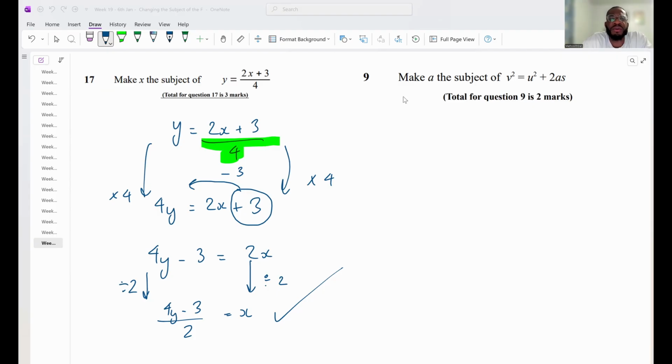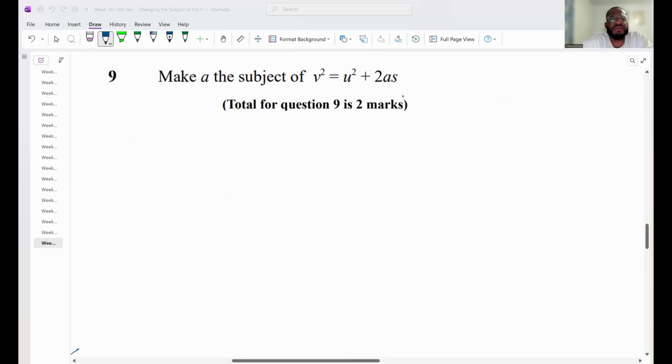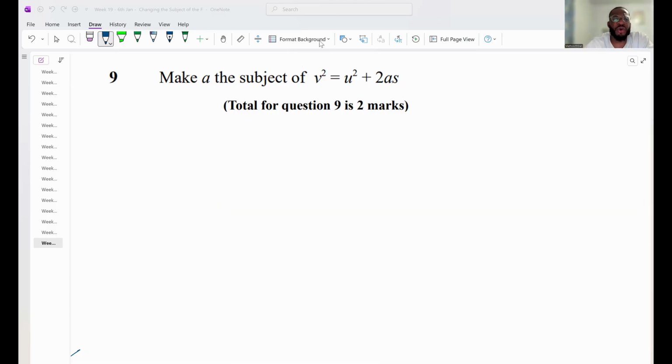Brilliant. Now, next one. It says make a the subject of v squared equals u squared plus 2as. So I've got v squared is equal to u squared plus 2as. What do we get rid of first, guys? What do you guys think? This one's a bit tricky because there's lots of letters here. What do we get rid of first, you guys think?